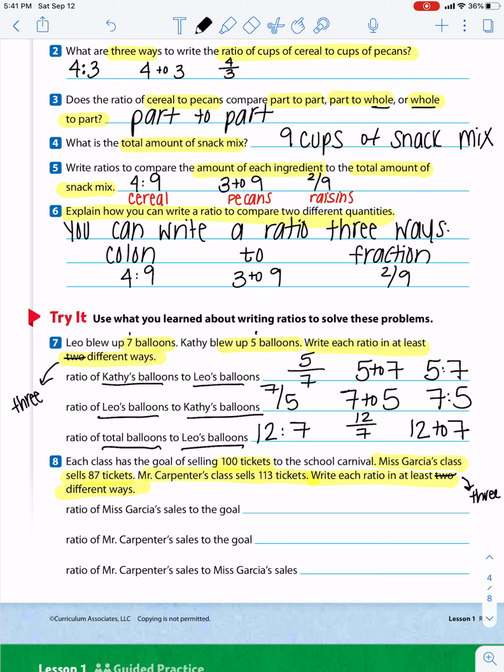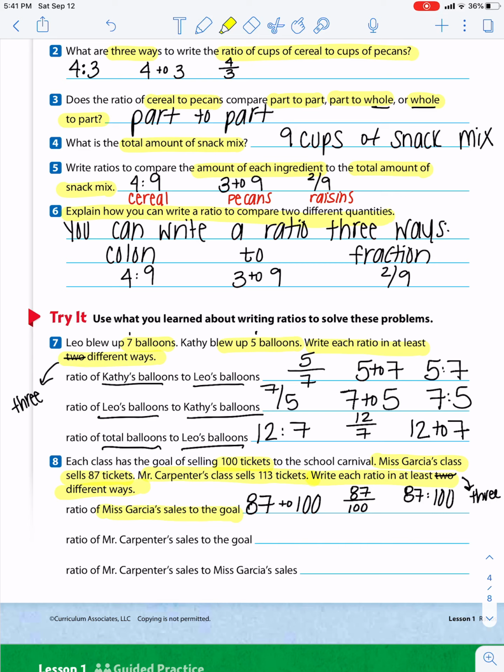All right. So the ratio of Miss Garcia's sales to the goal. So Miss Garcia sold 87 and the goal was 100. So we can write it 87 to 100. We can write it as 87 over 100 as a fraction. And finally, we can write it as 87 colon 100. I don't know why I wrote that so small, but I did. So that is Miss Garcia's sales to the goal.